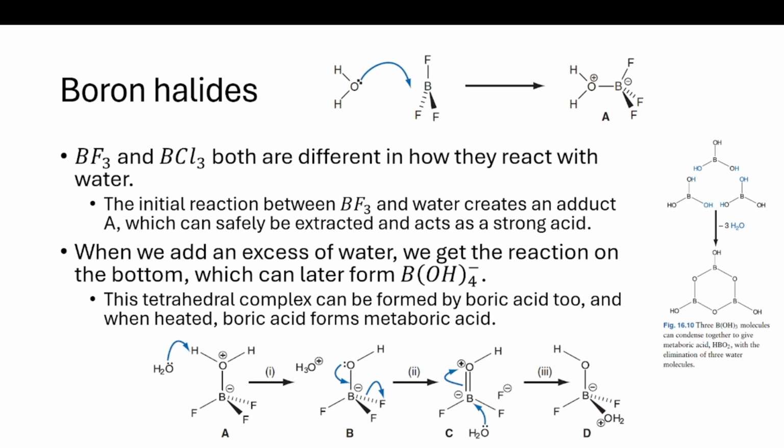we can have this reaction, this particular one on the bottom, going over and over again, which later forms the tetrahedral complex, BOH4 minus. In fact, this tetrahedral complex can be formed by boric acid too, B(OH)3. If you put that in water, you're going to get that complex. Now, here's a fun fact. When you heat boric acid, you can actually see them condense together to give metaboric acid.